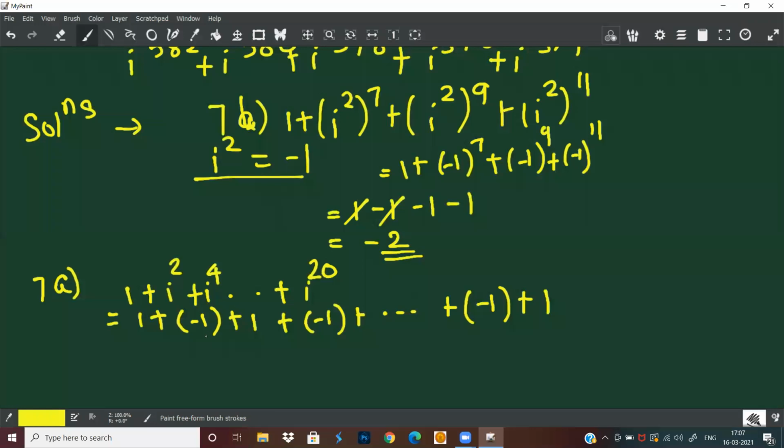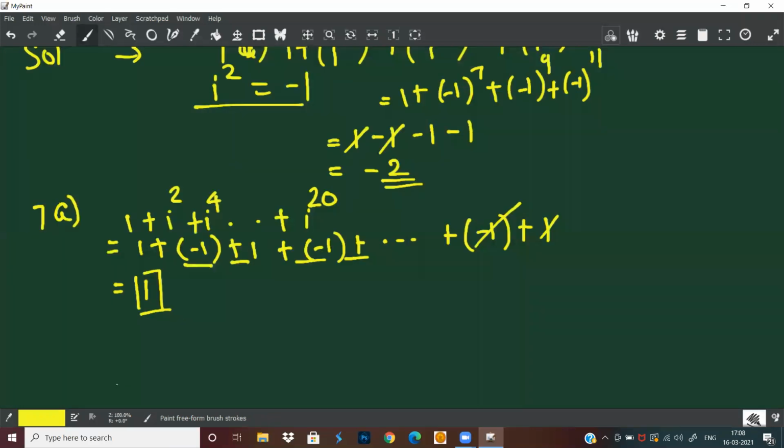So ये सारे कैंसिल हो जाएंगे, 2 and 4 के साथ, 6 and 8 के साथ, 10 and 12 के साथ, 14 and 16 के साथ, and 18 and 20 के साथ. मतलब this will cancel with this. So ये जो पहला वाला 1 है वही बचेगा. That's your answer. SN of a GP चलेगा. So 7A the answer is 1, 7B the answer is -2. 7C तो प्रूव ही करना था, इसमें कोई बड़ी बात नहीं है.